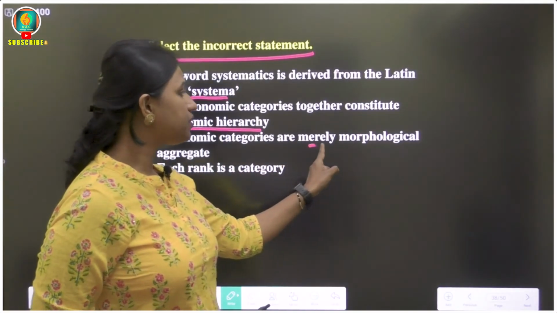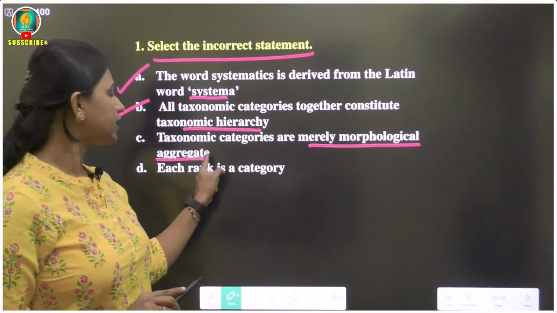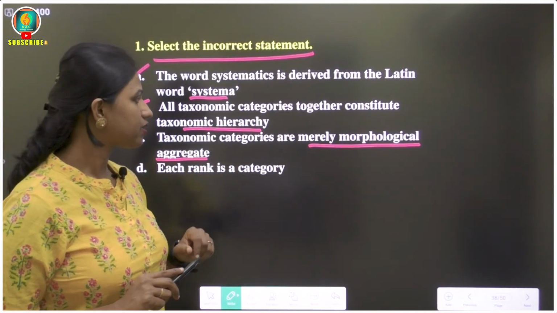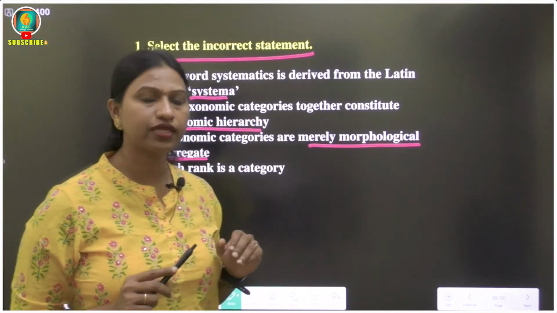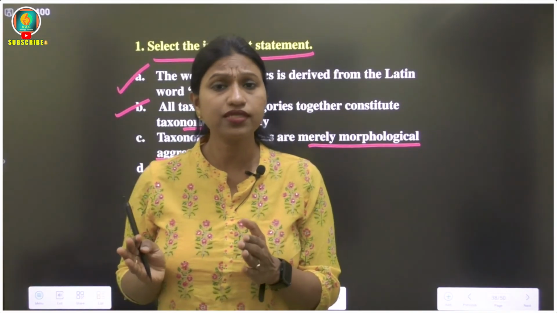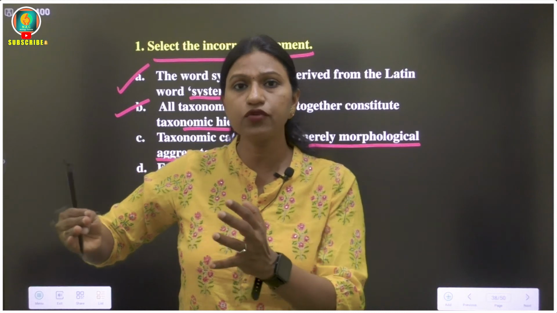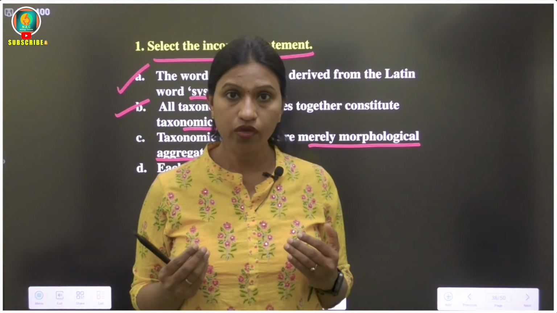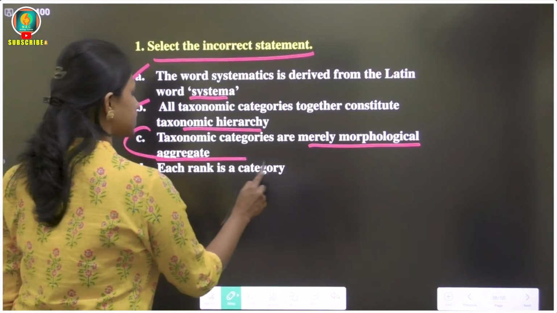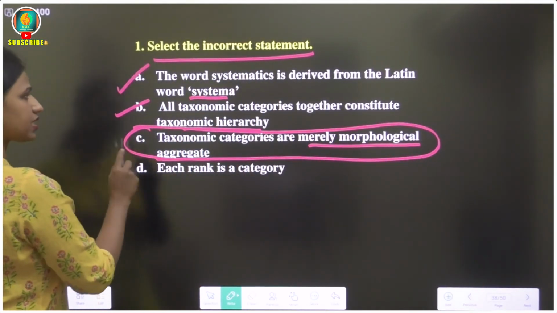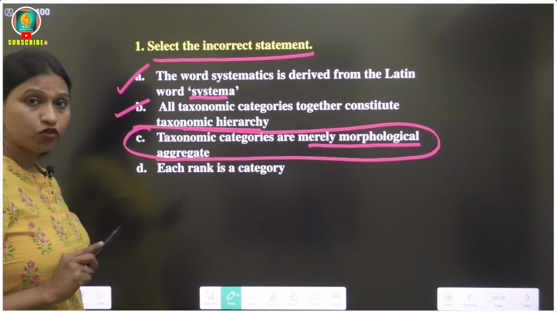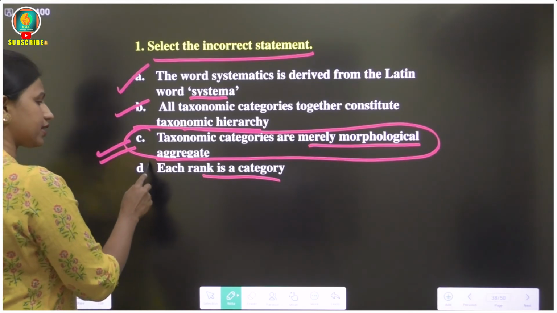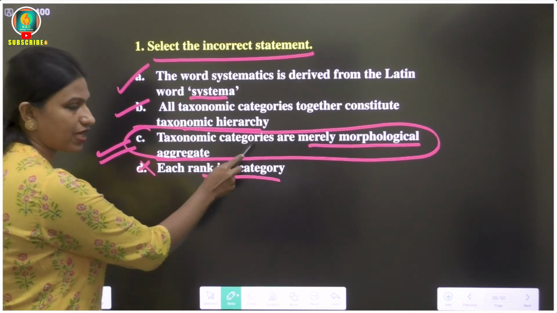Taxonomic categories are merely morphological aggregate. So this is the wrong statement. So what they are telling, taxonomic categories are merely morphological aggregate. That means they are telling just by looking at the morphology, we are aggregating into different groups. No, we are going to see their biological entities also. Okay, so therefore this is the incorrect statement. Here we need to mark the incorrect one. Therefore this is our answer. And each rank is a category. Of course it is right, but our answer is this one.